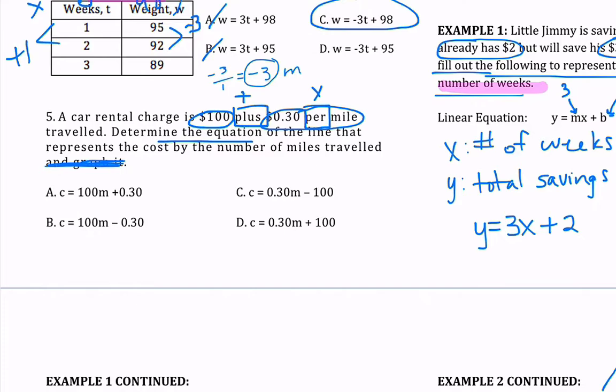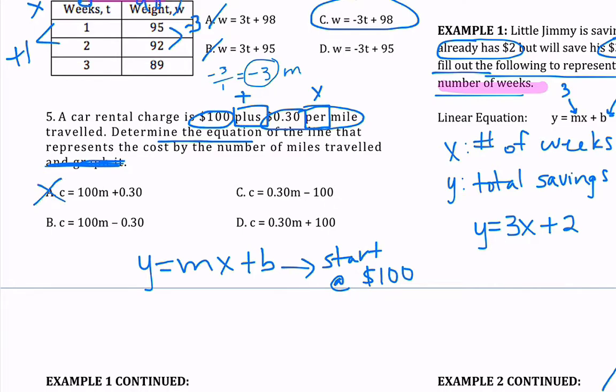All right, so let's think of silly ones. I know my starting point is 100. Your starting point is your y-intercept. So let's write y equals mx plus b. Well, I know we are starting at 100. So b is the number that's by itself. And I know we're starting at a $100 fee. So I know it can't be A. That's saying it's starting at 30 cents. I know it can't be B, because B is starting at a negative 30 cents.